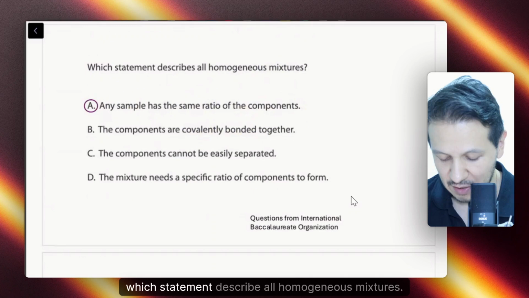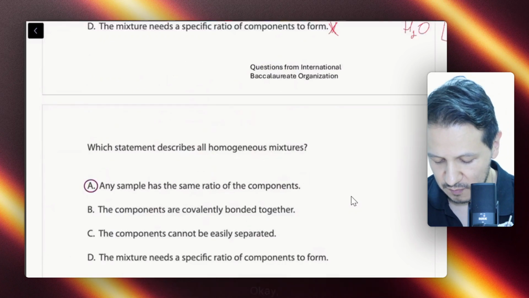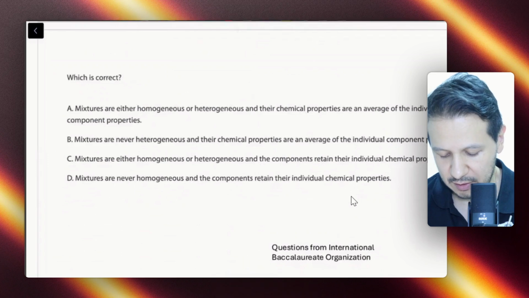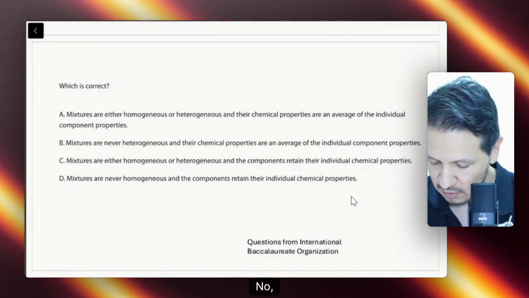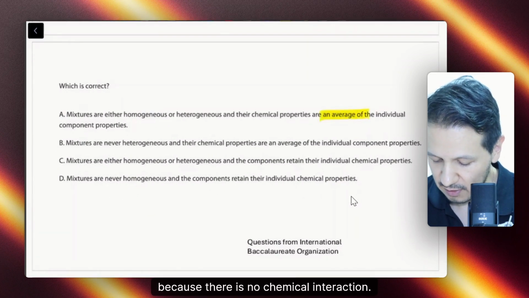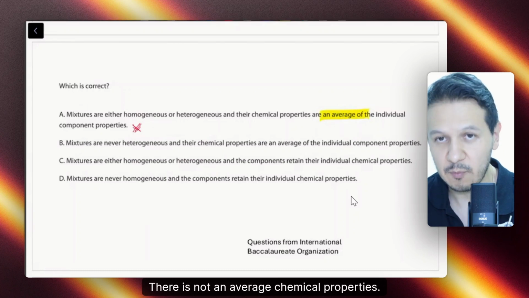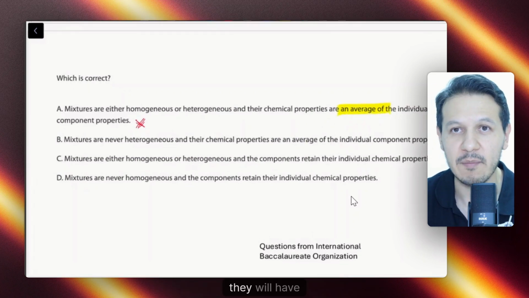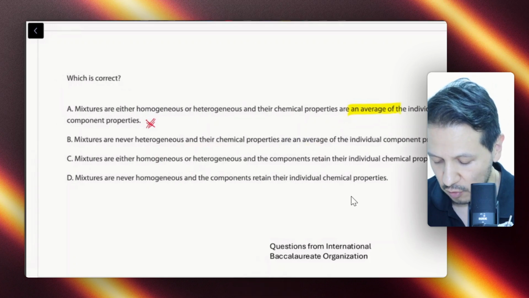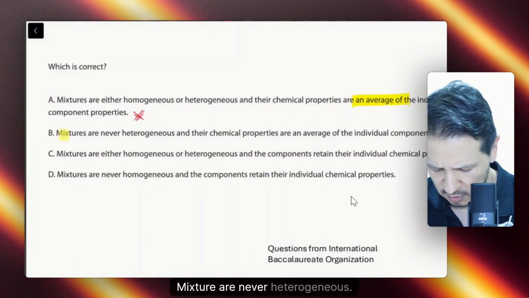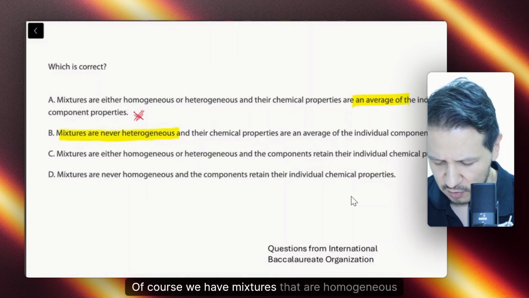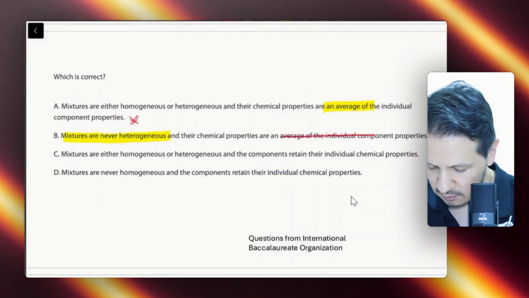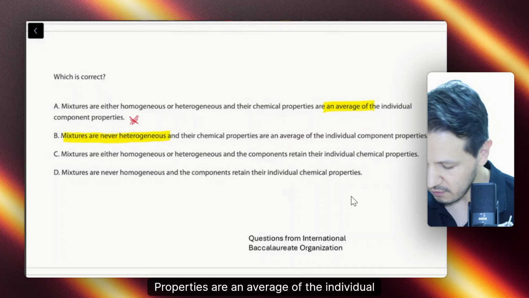Here we have: which statement describes all homogeneous mixtures? Okay, this is the one that we saw. Here, which is correct? No, because there is no chemical interaction. There is not an average of chemical properties, since the components of a mixture will have their own properties. Mixtures are homogeneous and heterogeneous? Of course, we have mixtures that are homogeneous and heterogeneous. The properties are an average of the individual components.